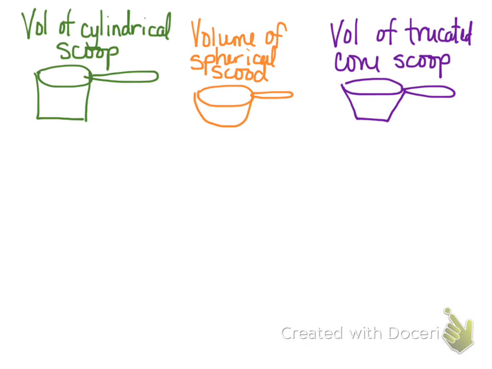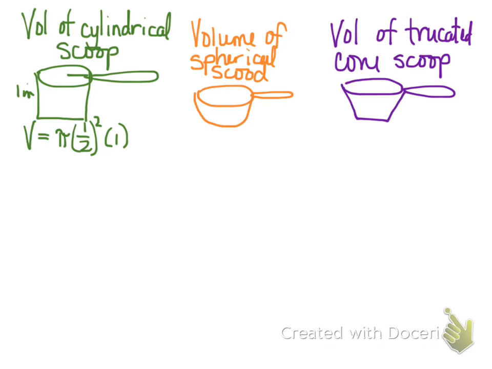Okay, I need a little space to work, so I've drawn some sketches of our scoops, and let's get going. So we'll find the volume of each one independently. The first one's a cylinder, the second is a 1/2 sphere, and then the third is a truncated cone, because the dimension of the bottom of the scoop is smaller than the dimension of the top. So let's start with the cylinder.